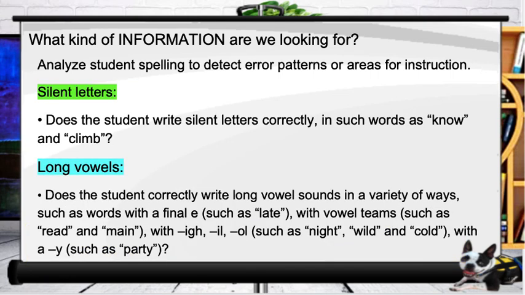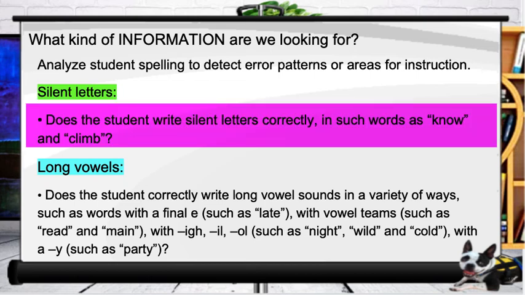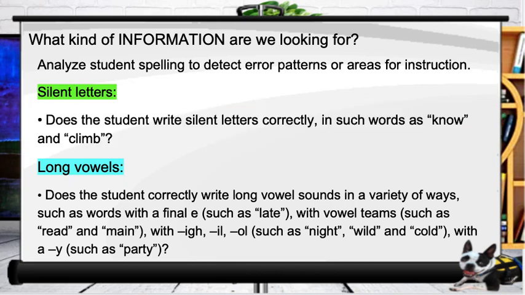Next, we look at silent letters and long vowels. With silent letters, we look to find out, does the student write silent letters correctly in words like "know" and "climb"? And what about long vowels? Can your student correctly write long vowel sounds in a variety of ways? For instance, words with a final E like "late," or with vowel teams like "read" and "main," or with IGH, I-L, and O-L like "night," "wild," and "cold," or even with a Y such as "party."